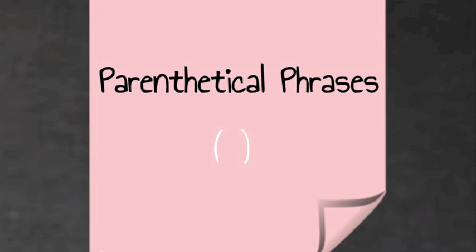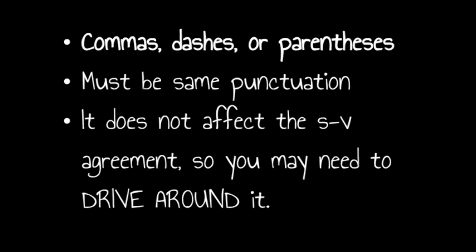Parenthetical phrases can be set apart by commas, dashes, or parentheses. The same punctuation must be used on both sides of the phrase. The parenthetical phrase does not affect the subject-verb agreement, so you may want to drive around it or avoid it when you're looking at the subject and the verb, or not even read it when trying to find out if everything agrees. But that's a lesson for another day. I know you're probably like, what is she talking about?